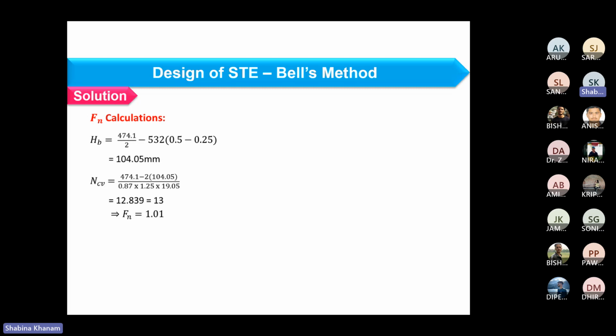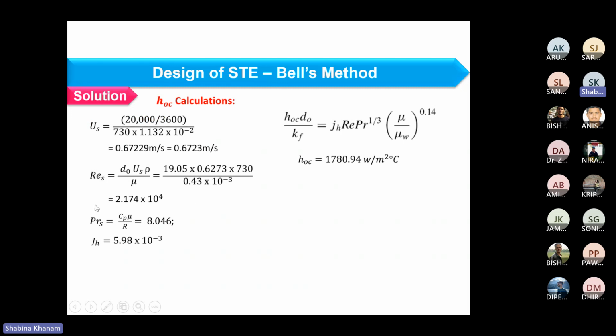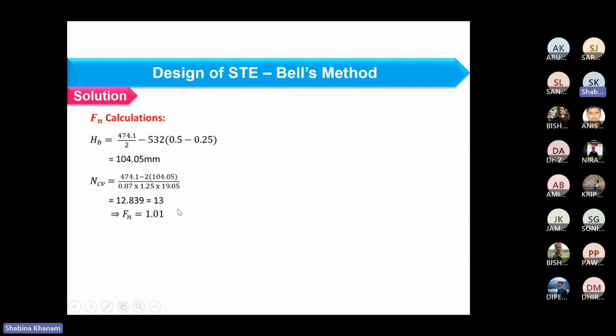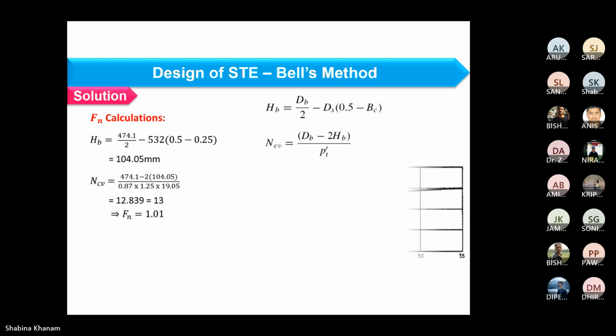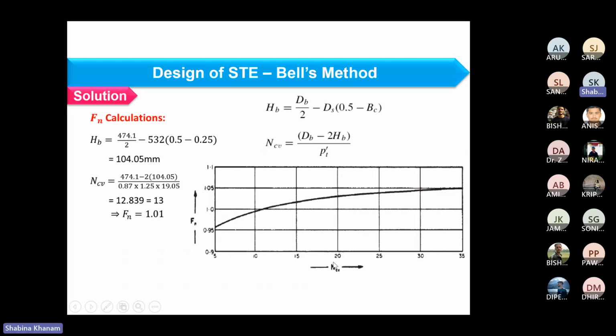So first of all, we need to find this Fn, that is related to cross flow, and for that we need to first observe the Reynolds number. If you see, the Reynolds number is this, which is more than 2000. So we will proceed for the graph. If you remember, this is the graph, and here we need to find the value of NCV, and then we can see the Fn value.